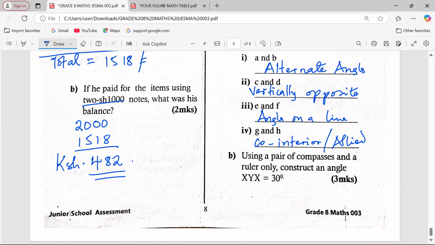The last question is number 38B. Using a pair of compasses and a ruler only, construct an angle which is equivalent to 30 degrees, an angle XYZ.